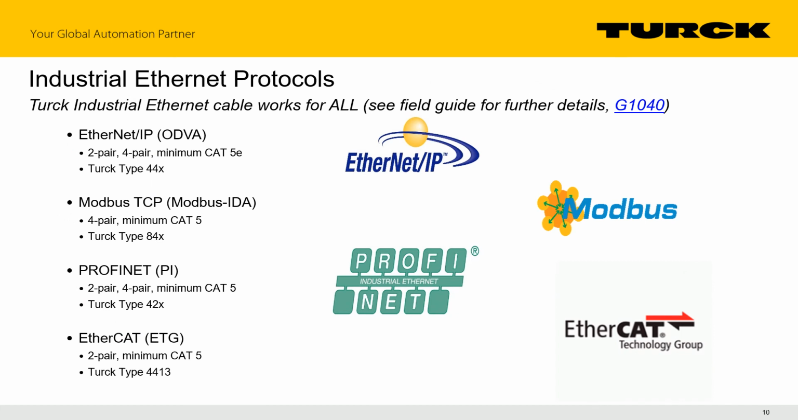All of the cables and connectors we've just reviewed are designed to work with the various industrial Ethernet protocols. You've likely seen or heard of most of these. What's most important to know, Turck's standard industrial Ethernet product offering works for all. We have cables suitable for Ethernet IP, Modbus TCP, Profinet, and EtherCAT. This slide includes some of the bare minimum cabling requirements for the protocols, but you can also read in greater detail about each of these protocols within our Industrial Ethernet Field Guide, catalog number G1040.